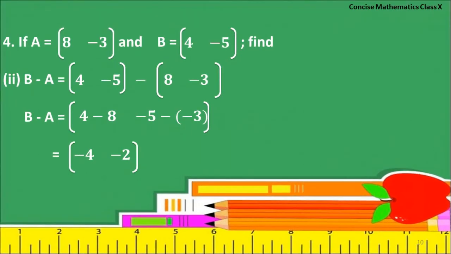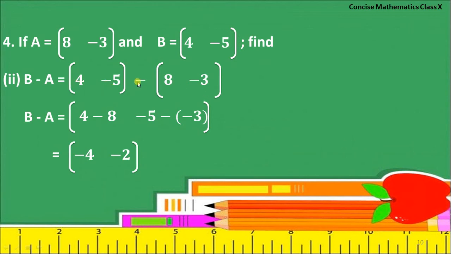The second sub question, we need to calculate B minus A. So the condition is the same, that the given matrices should be of the same order. Of course, A and B are of the same order. So consider the matrix B first, that is [4, minus 5], minus the elements of A. Let us start subtracting each corresponding element here.